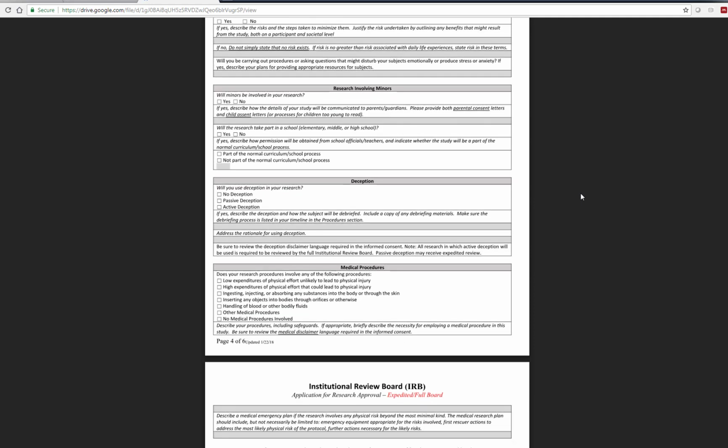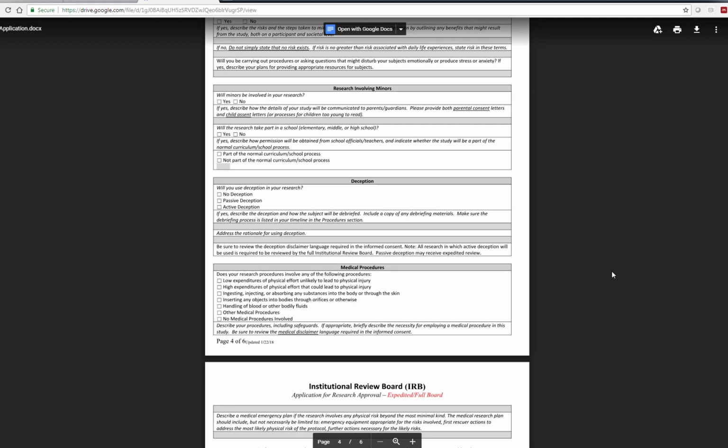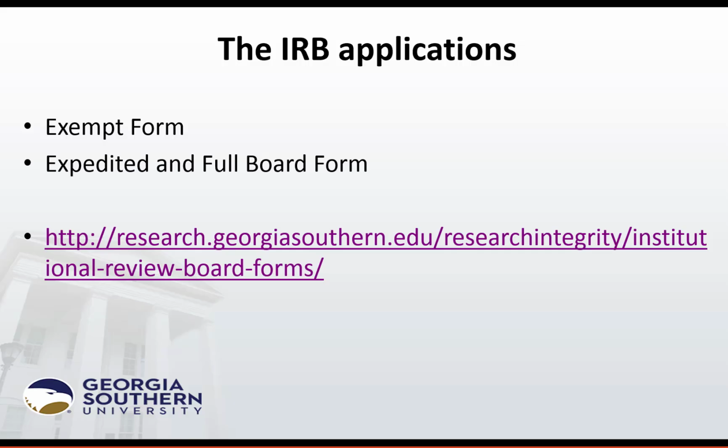After this, there are sections for the researcher to provide information about research involving minors, or research that involves deception, or research that involves medical procedures. In the event that a researcher would like to conduct a study that involves deception or medical procedures, it's a good idea to contact the IRB before completing the application.